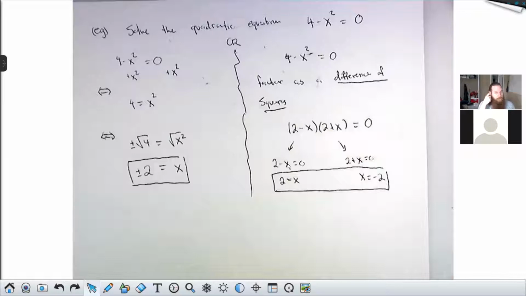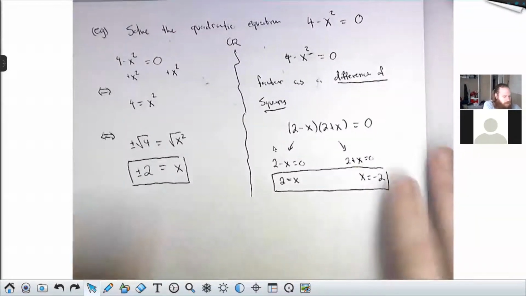So on the left, this is the method of square roots, right? Where you isolate the x squared and you take square roots. On the right is the method of factoring. And this is a particular factoring trick called using the difference of squares. I'm going to show you more general methods for factoring. But before we go into that, I want to talk about which method you can use when, right? So here we used square roots.